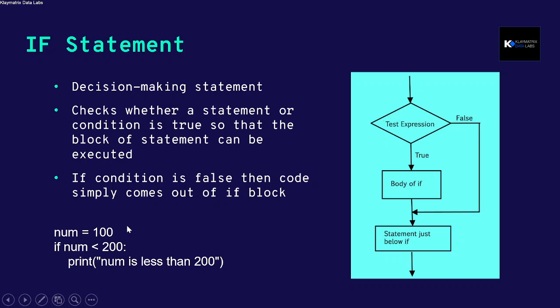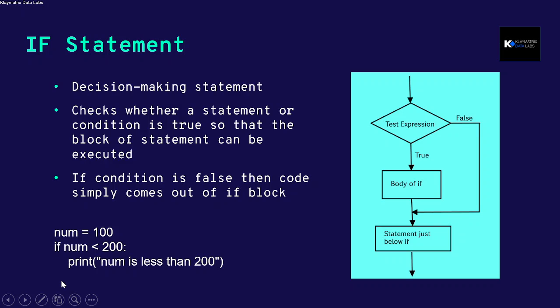So in Python you will write it something like this. In this case, I'm saying num is equal to 100. If num is less than 200, then print num is less than 200. Since 100 is less than 200, it will print this statement. But if this had been, let's say, 1000, then this would not hold true. So the program will come out of this if body. This is the if body. There's only one statement in this if block. So the code will come out of this if num was not less than 200.